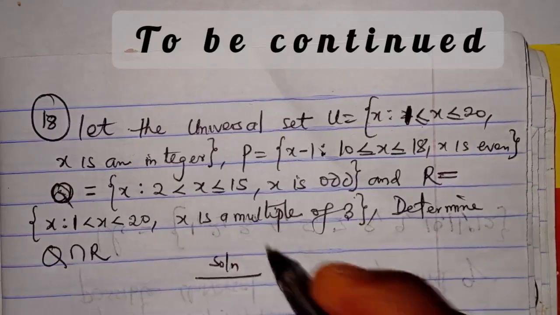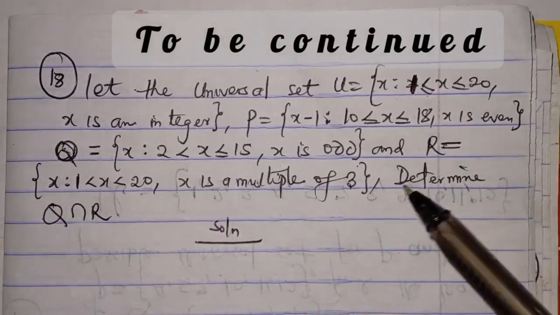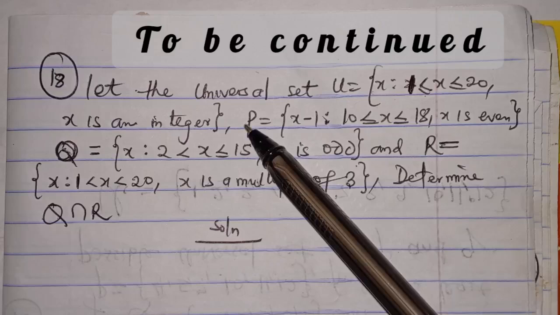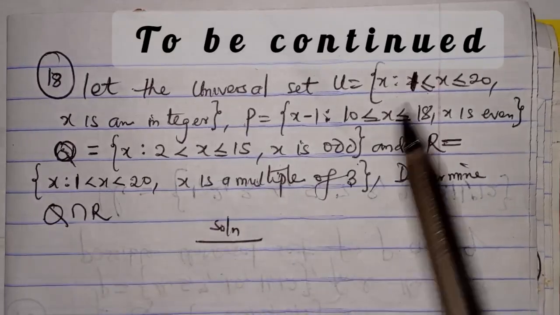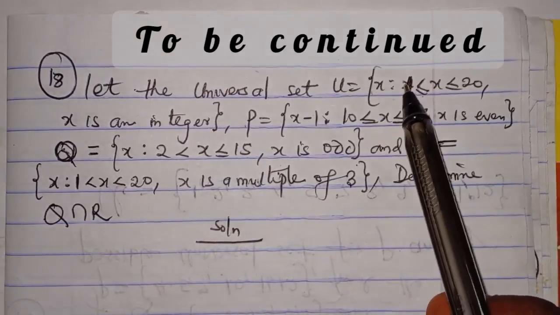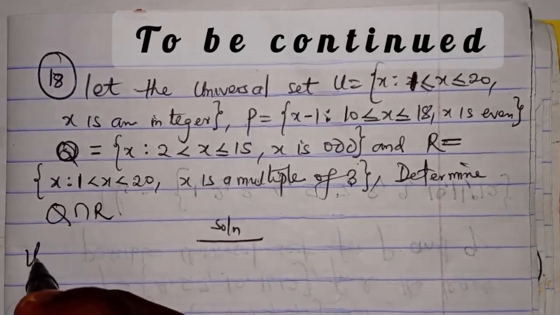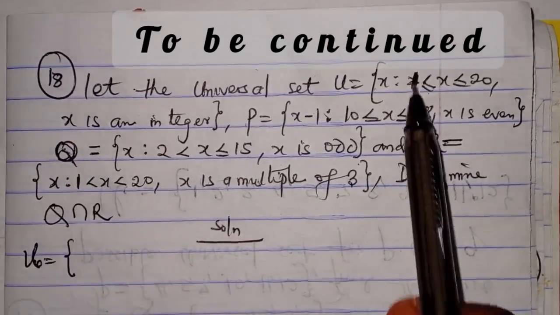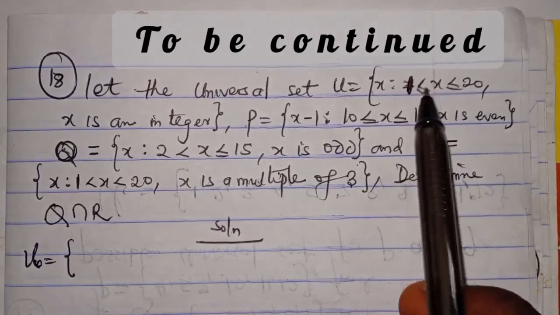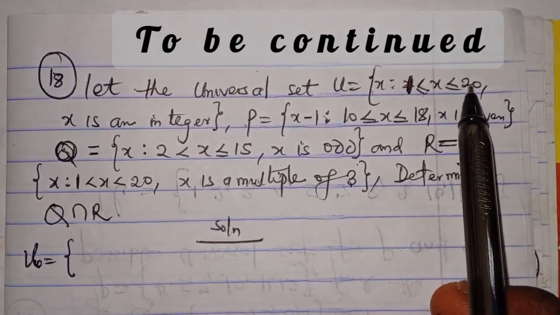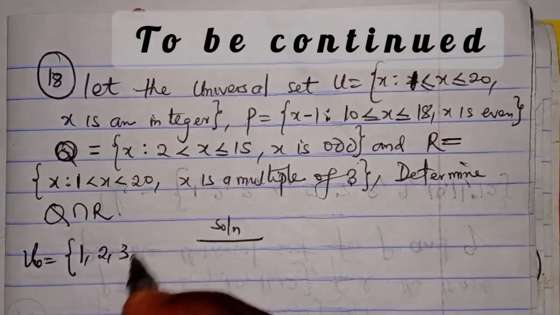Okay, let's do this very quickly. We are concerned about Q and arrow, so I have no business with P. Okay, now watch. This is the universal set, 1 to 20, right? Let's write it out. The universal set is simply 1, 2, 3, 4 up to 20. That's what this means: 1 is less than or equal to X and X less than or equal to 20. So the numbers are from 1 to 20, 1 and 20 inclusive.